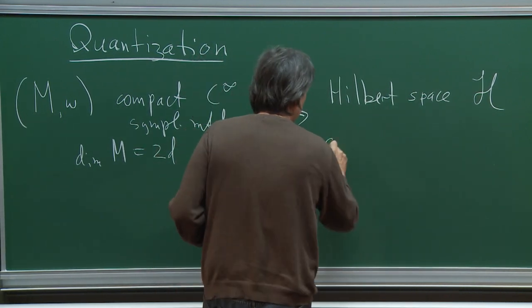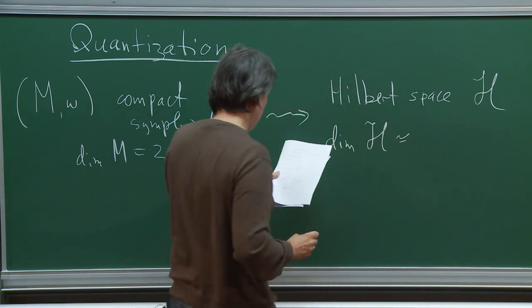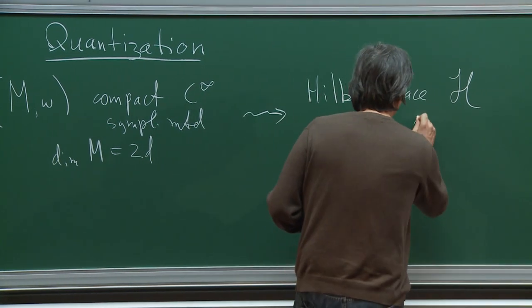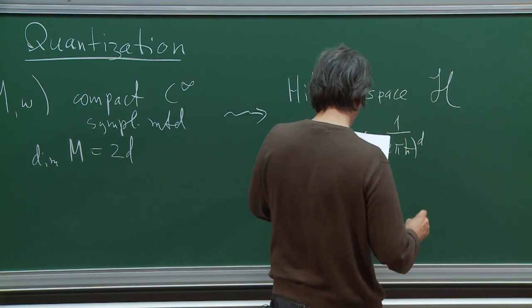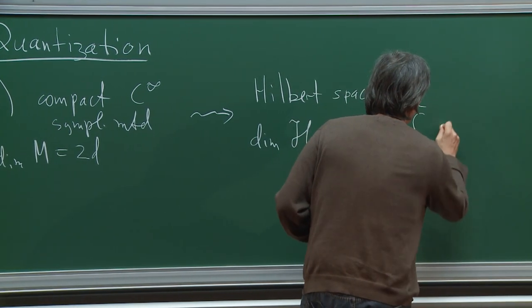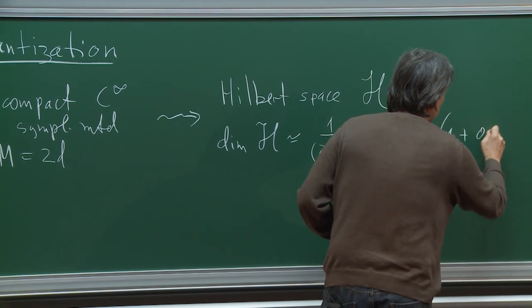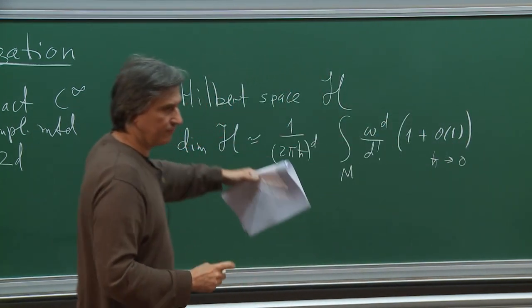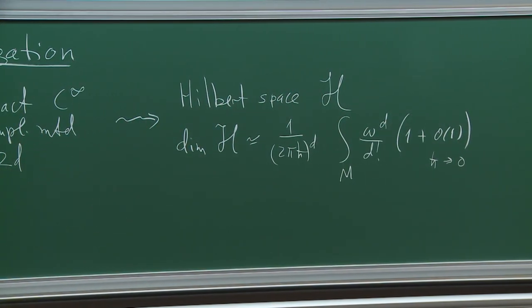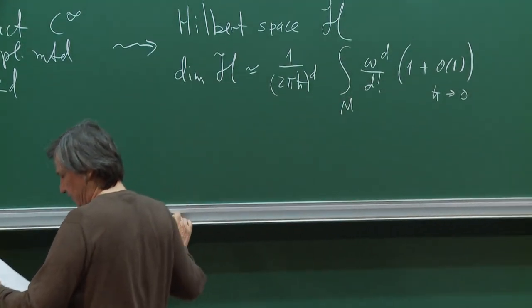The dimension of the space is 1 over (2 pi i h bar) to the power d, times the integral over M of omega to the d over d factorial, plus small o of 1 when h bar goes to 0. So it will be roughly the volume of the symplectic manifold. The construction is not canonical, but still.